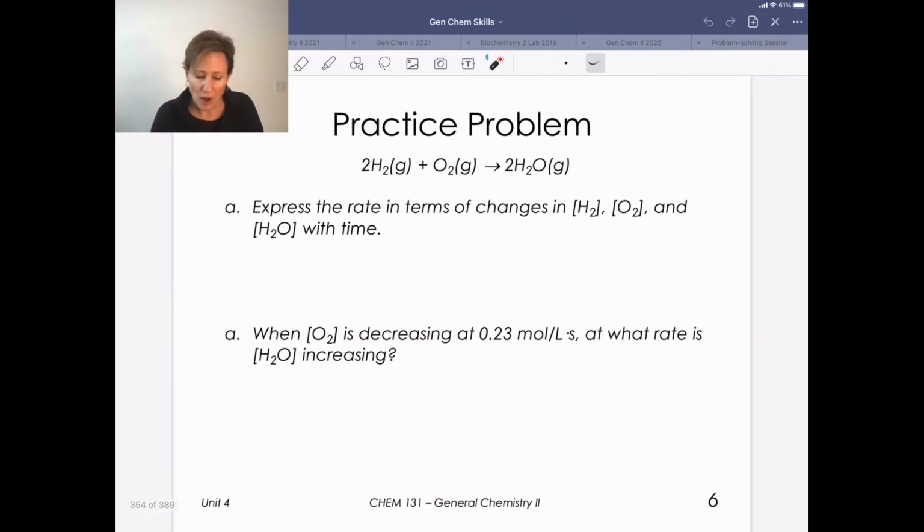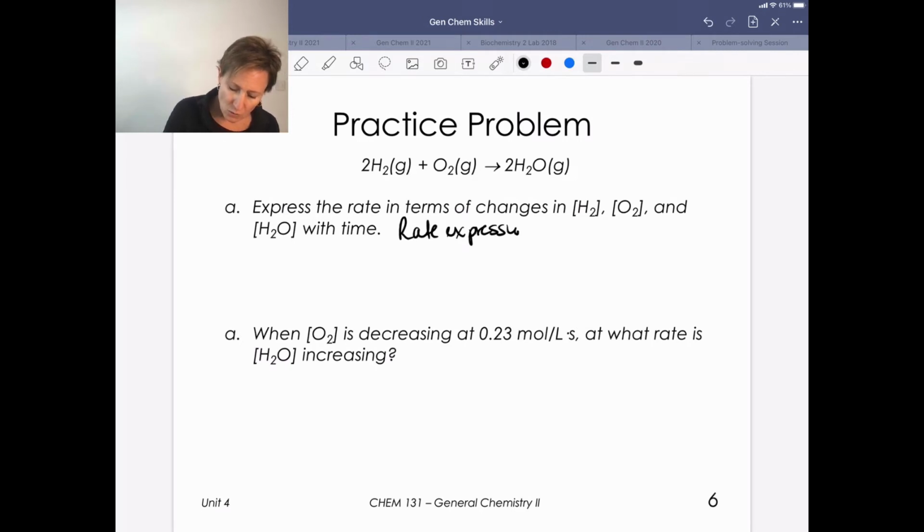So let's run through a simple problem to think about this. Here's a real reaction, right? We've got two hydrogen gas combining with oxygen gas to give us water. This says express the rate in terms of changes of hydrogen, oxygen, and water with respect to time. This is asking us to write a rate expression. So let's talk about how we make a rate expression. You say rate is equal to, anything that's a reactant is disappearing. Okay, our coefficients become fractions. So let's take this for the hydrogen. That 2 becomes 1/2.